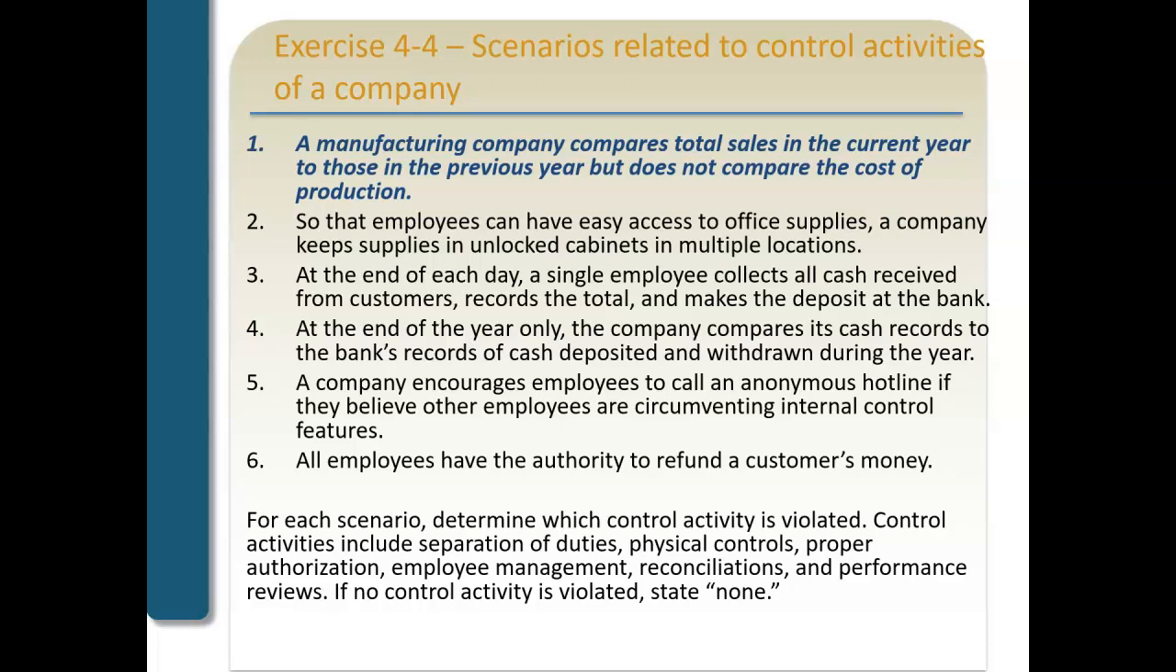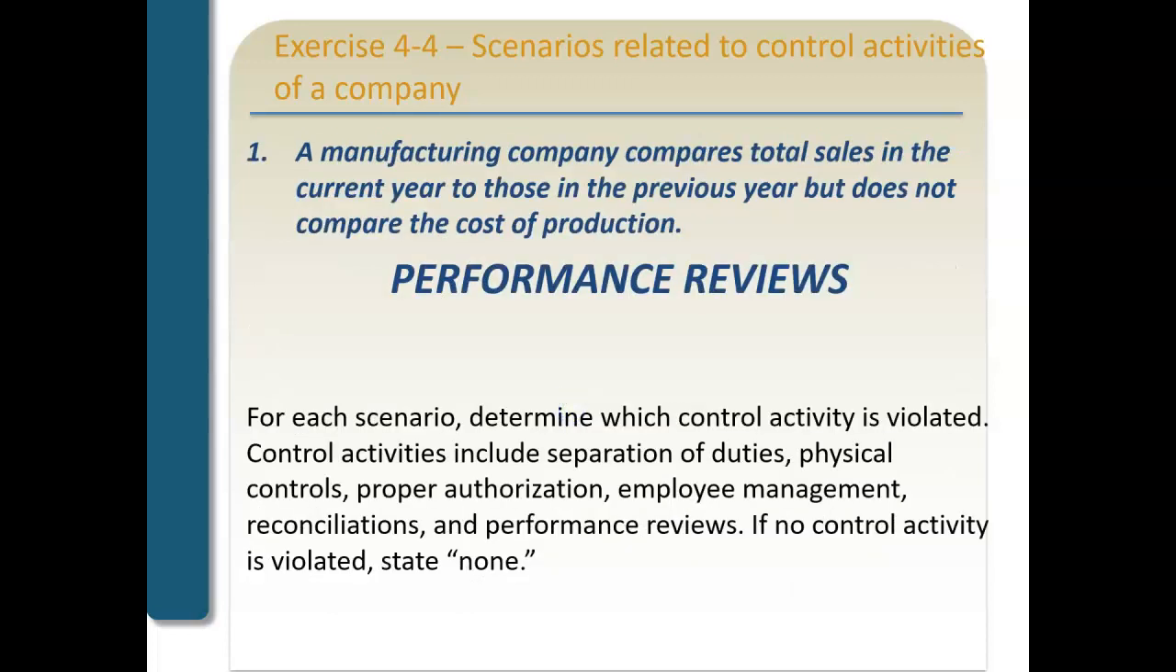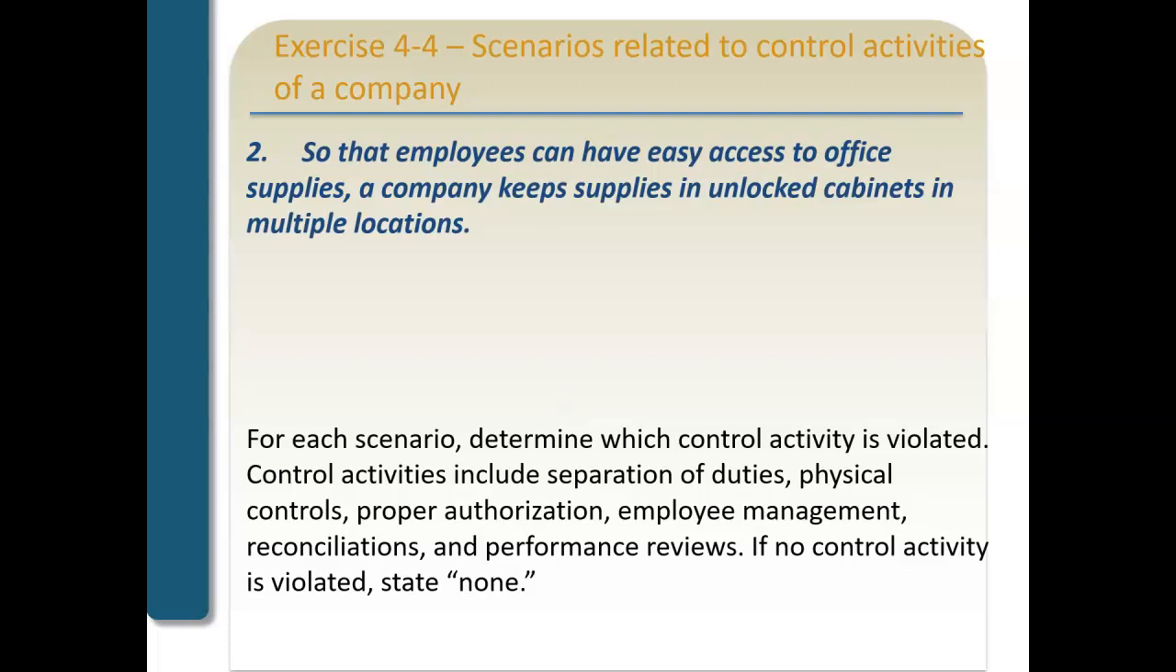There are different controls. We talked about separation of duties, physical controls, authorizations, employee management, reconciliations, performance reviews. Here, we're supposed to look at these control activities and determine which control activity got messed up. A manufacturing company compares total sales in the current year to those in the previous year, but does not compare the cost of production. Performance reviews is basically what got messed up in this case. They need to have performance reviews to compare how sales match to goods. That's something you're going to look more into if any of you take managerial accounting.